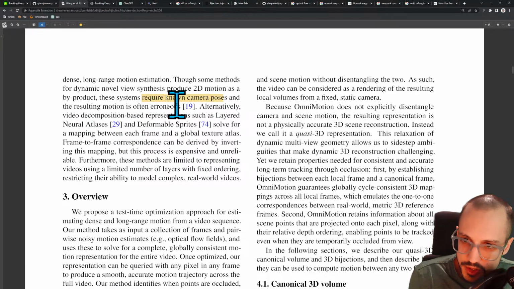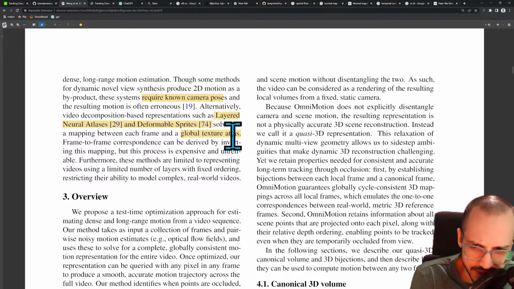Alternatively, video decomposition-based representations such as layered neural atlases and deformable sprites. Okay, I've never heard about these, but they sound pretty badass. Solve for a mapping between frame and global texture atlas. Global texture atlas. So atlas to me means kind of like a code book, I guess. So maybe they have a code book of all the different textures that are in this video, and then you kind of do this almost like a nearest neighbor, if I had to guess.